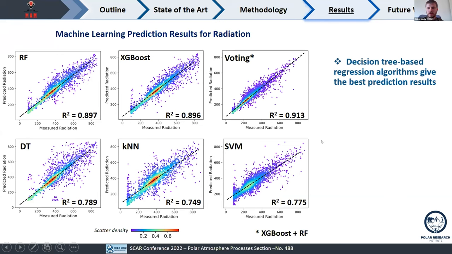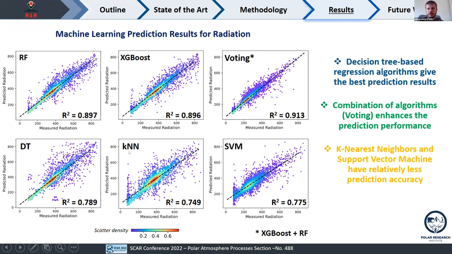So as you notice from here, the decision-tree-based algorithms give better results compared to the other ones, like random forest and XGBoost, for instance. And it's their combination, voting or stacking, that you can do as well in ensemble models, that really gives better accuracy, as also stated in the literature. And for the rest, especially KNN and the support vector machine, have comparably less accuracy, probably due to their clustering-based mathematics in their algorithms.